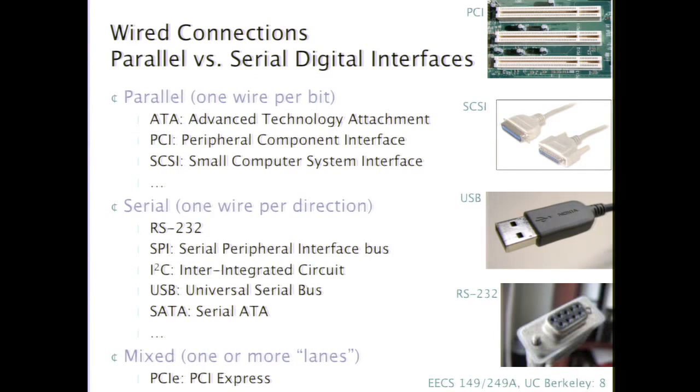RS-232 is kind of interesting. When it was first developed for teletypes, the wires that were used to connect to it had 25 wires in them, only two of which were used to carry data, one in one direction and the other in the other direction. Why did they have all the other wires?